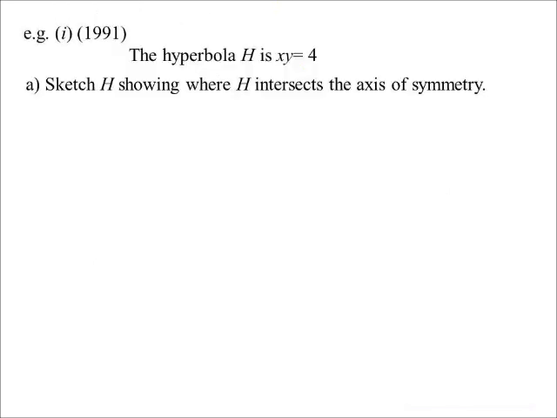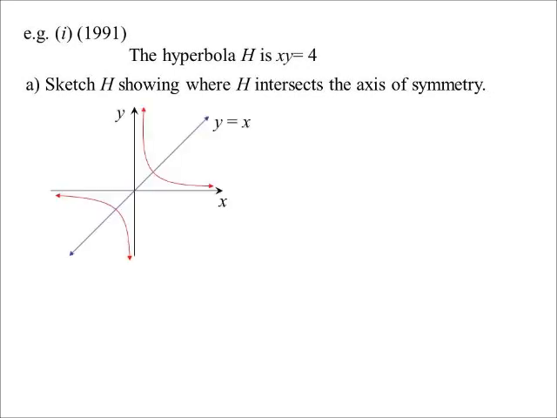It's an old question, but it comes from 1991. We love that because that's a palindrome, and so it's got to be a good question. The hyperbola H is xy equals 4. Sketch H. Now, if there's ever a gift question you're ever given in an Extension 2 paper, that's got to be it. You just got to draw xy equals 4 and show where it intersects the axis of symmetry. The hyperbola, oh look, drawing the axis of symmetry. They said to label where it is. Oh, it's on the line y equals x and x times y equals 4.